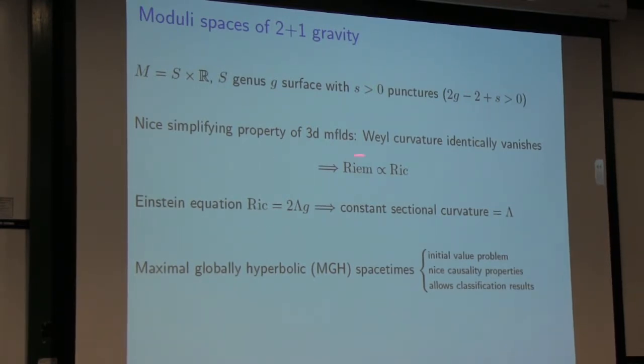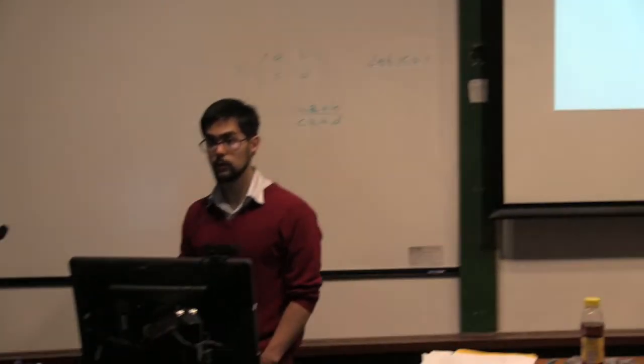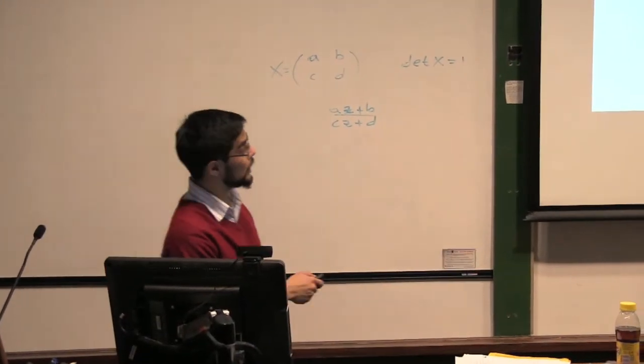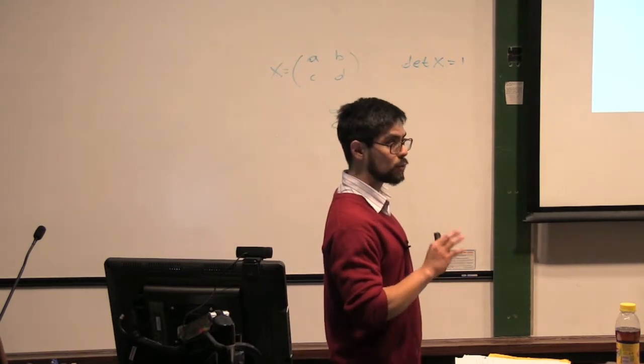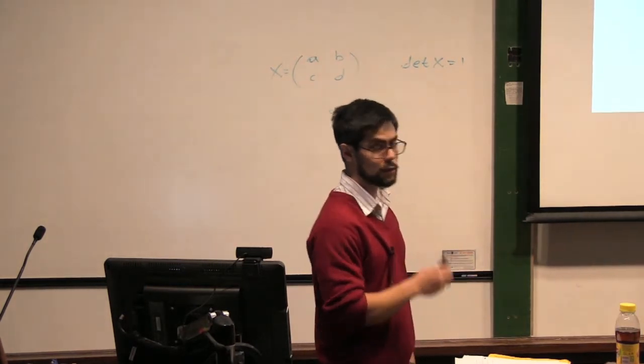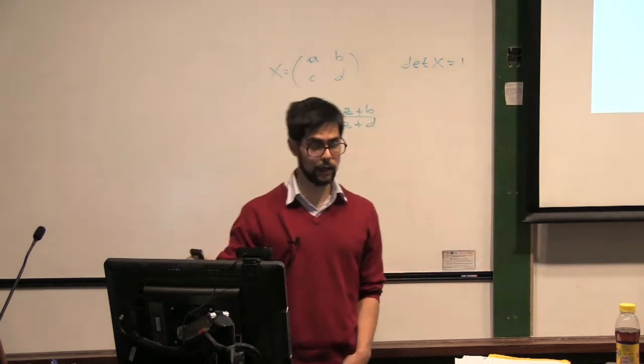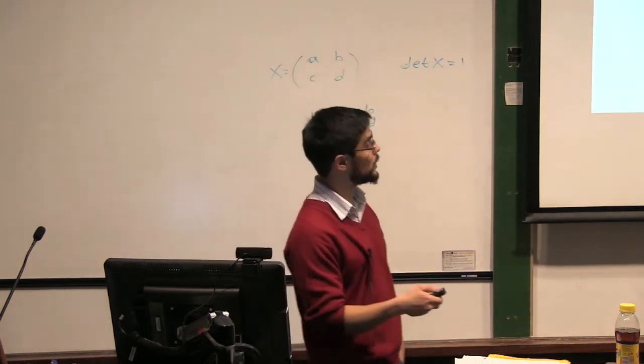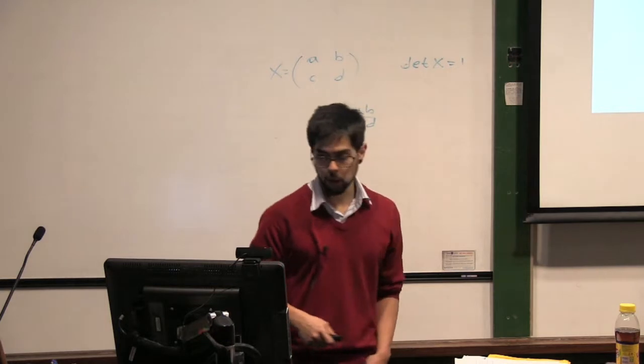Further, the Einstein equation says that Ricci is proportional to the metric, and this implies that any Einstein manifold in three dimensions has sectional curvature equal to the cosmological constant. And therefore, all of these are locally isometric to given model spacetimes: either Minkowski space in three dimensions, AdS space in three dimensions, or de Sitter space in three dimensions, depending on the value of lambda.